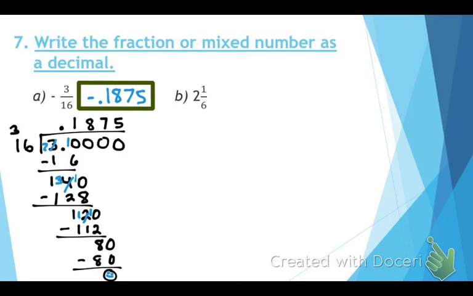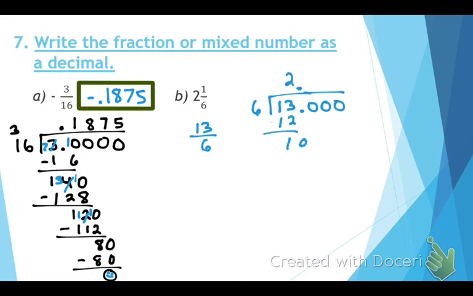2 1/6. What would that be as an improper fraction? 13/6. Try it on your own. Okay, remember the first number goes first. 13 divided by 6. 0.000. 2 times 6 is 12. When you subtract, you get this. It goes in 1 time.